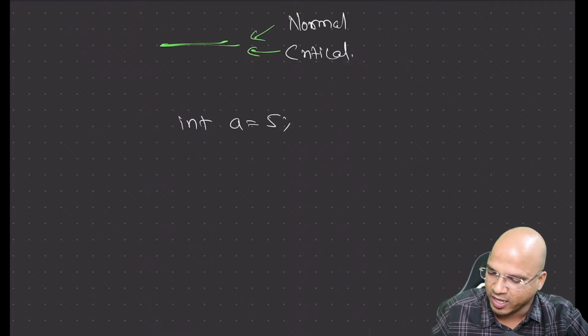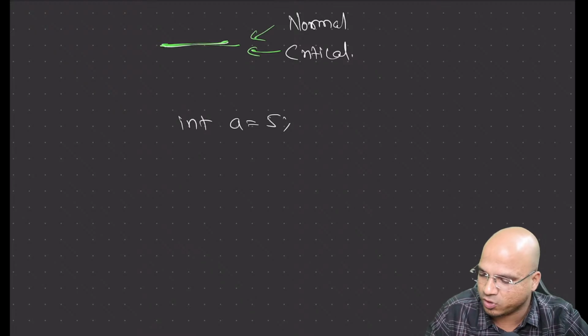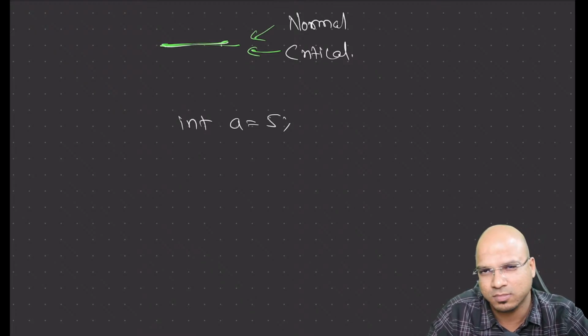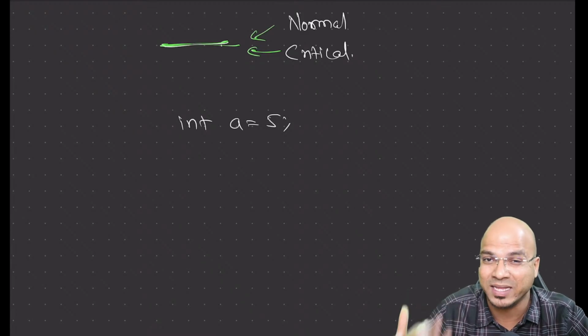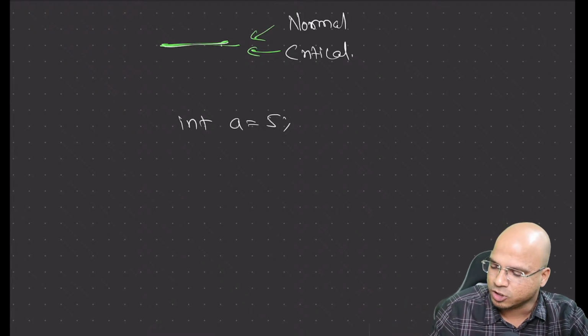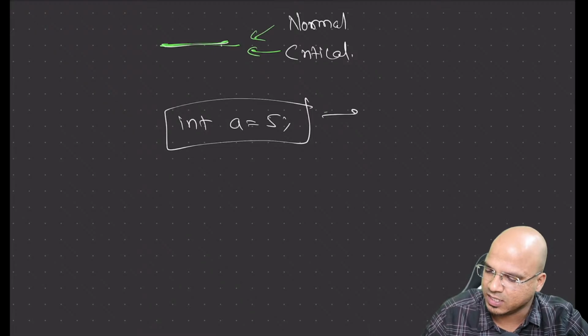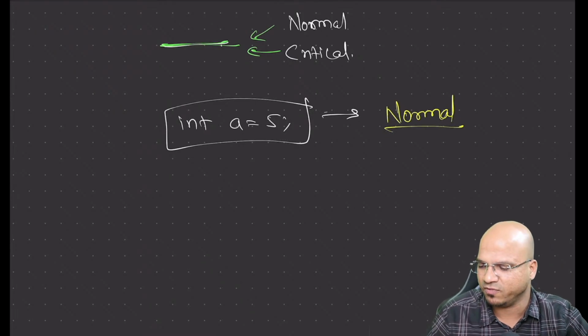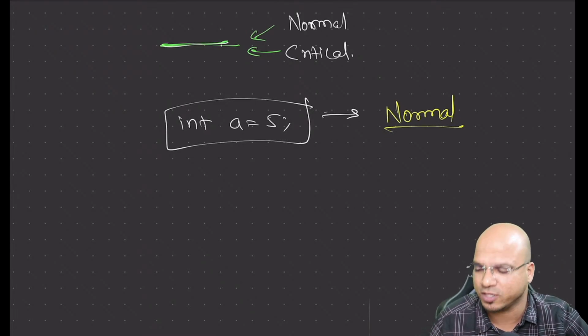In the same way, every time you write one line of code, you have to check, is it a normal statement or a critical statement? Do you have to handle it? If you talk about this statement, yes, this is a normal statement. Why is this normal? Because this will not give you any error. We are just creating a simple variable, int a equal to 5, so why would it give an error?